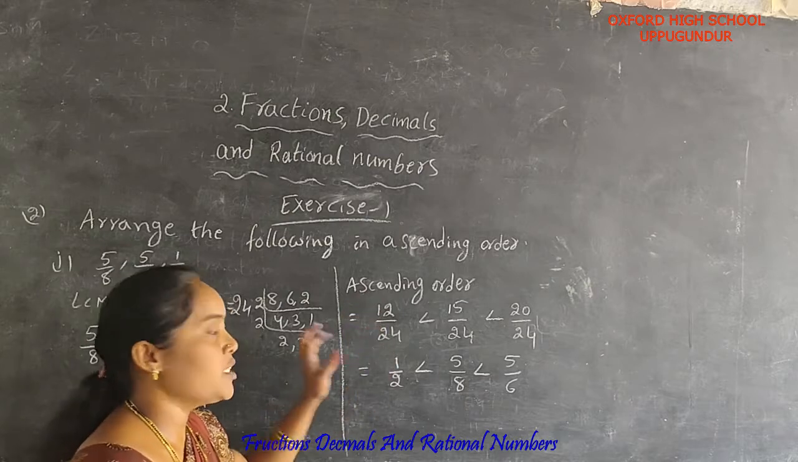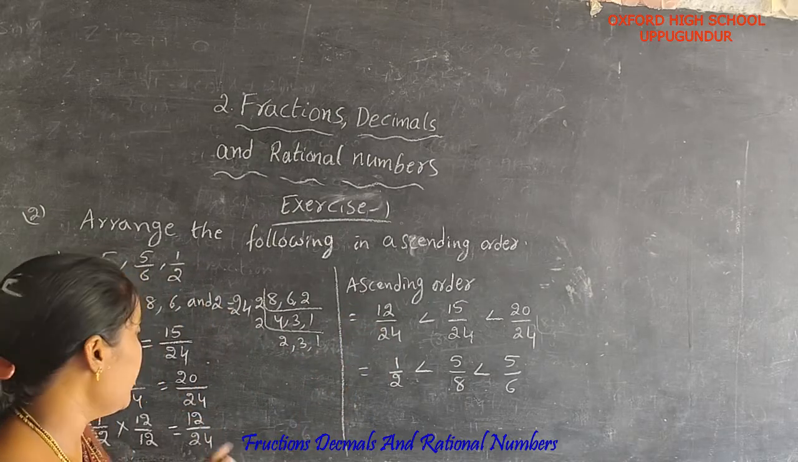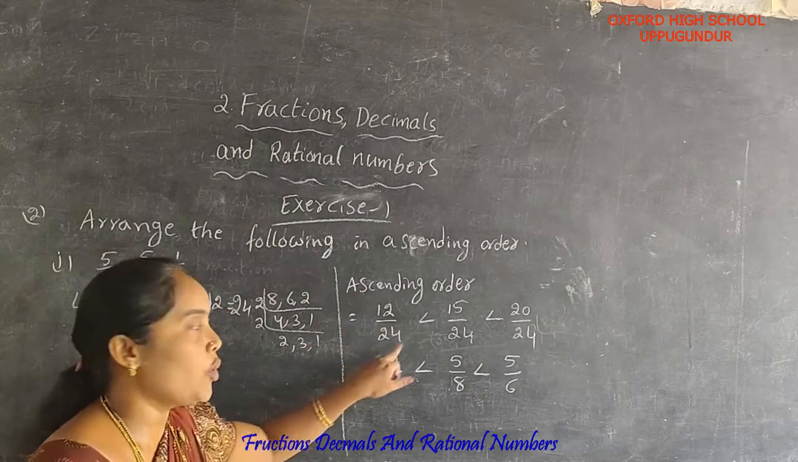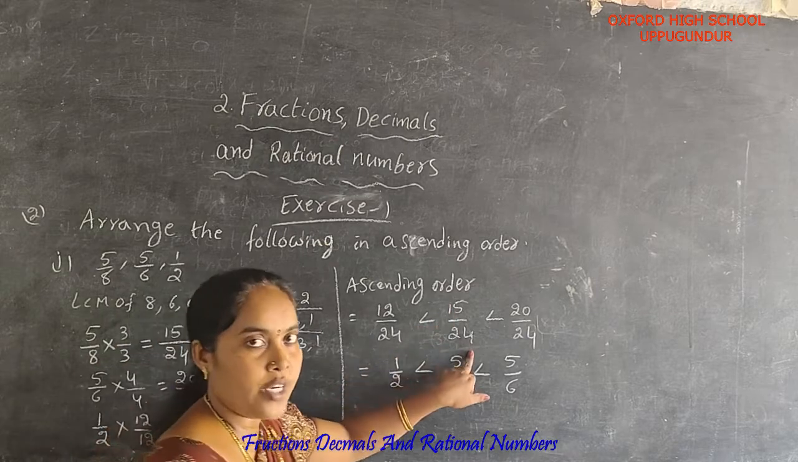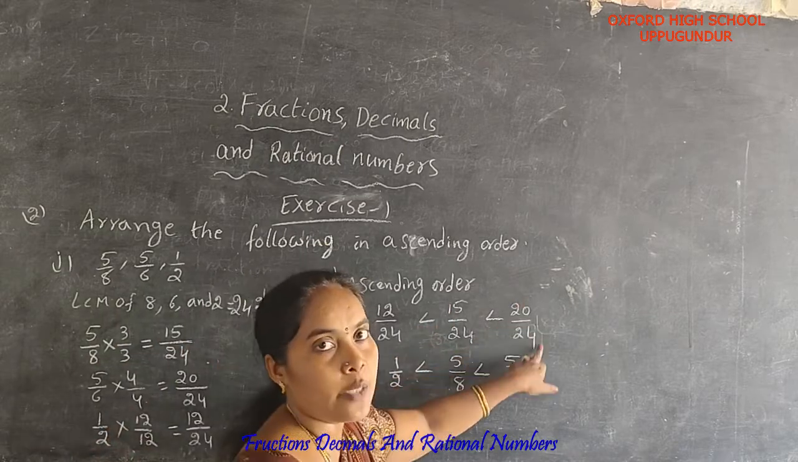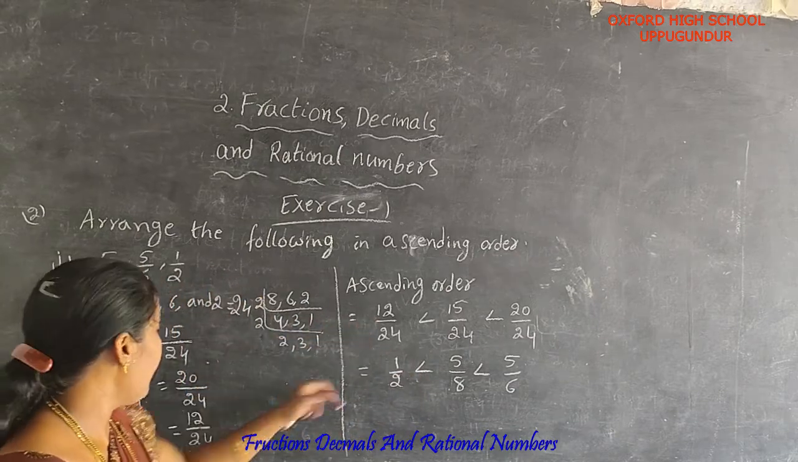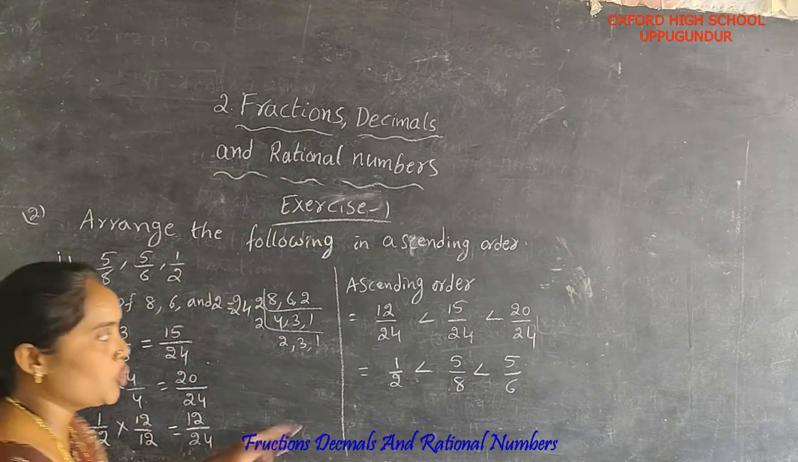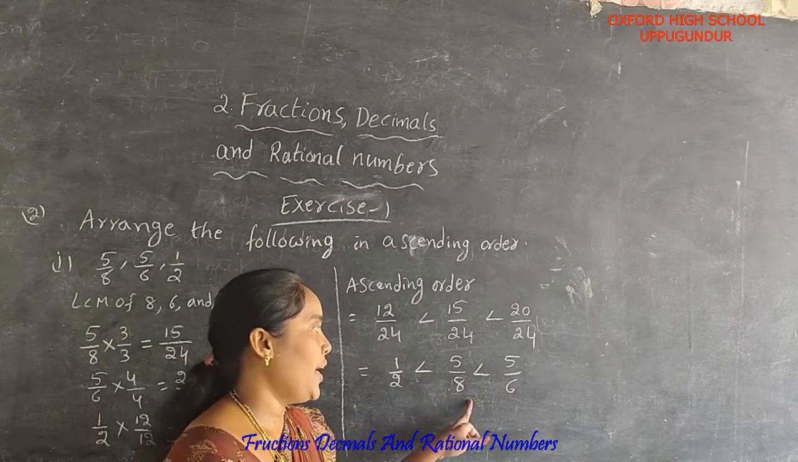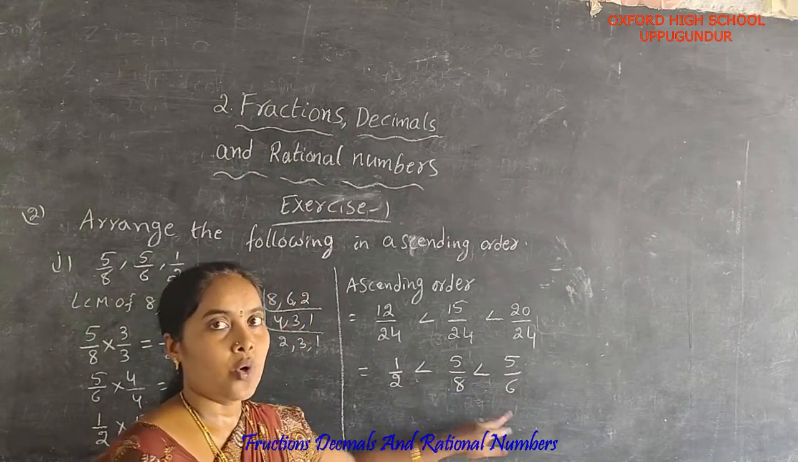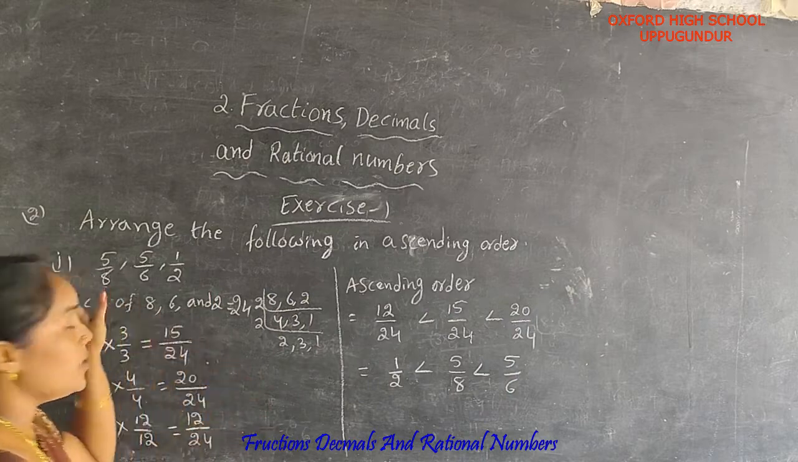Now ascending order means small number to big number. Here the smallest fraction, 12/24, is less than 15/24, which is less than 20/24. Now the given fractions, right? 12/24 means 1/2 is less than 5/8, which is less than 5/6. Okay. This is the first one in the second Roman.